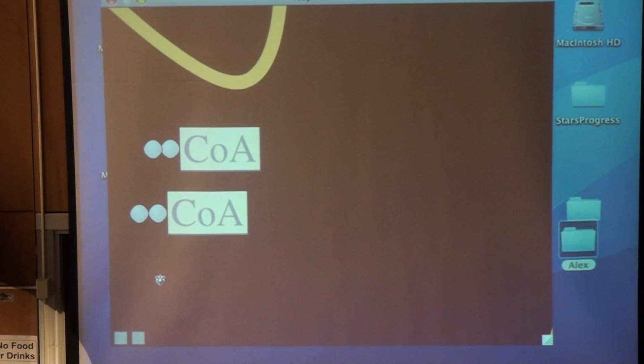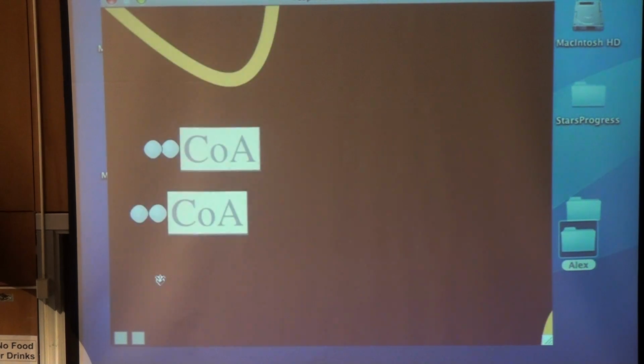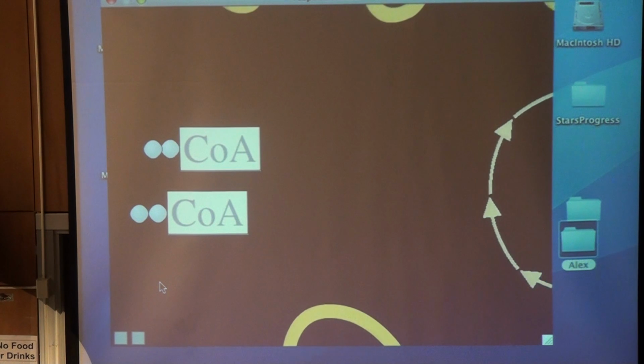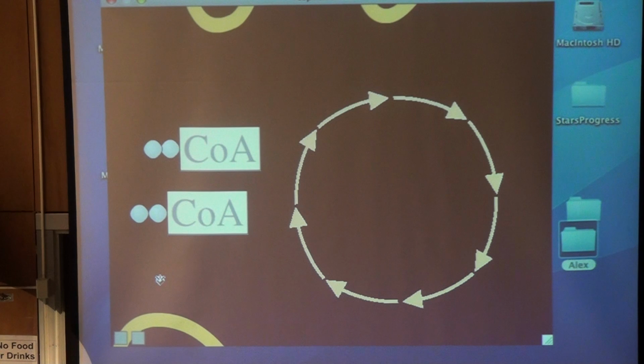Alrighty, and now for the Krebs cycle. So we've got these 2 acetyl groups being carried around by the coenzyme A's, and there they are in the inner compartment of the mitochondria. And so they move through the inner membrane of the mitochondria until they encounter this thing. And this is the Krebs cycle, which is sometimes called the citric acid cycle. Citric acid is one of the intermediates of the cycle.